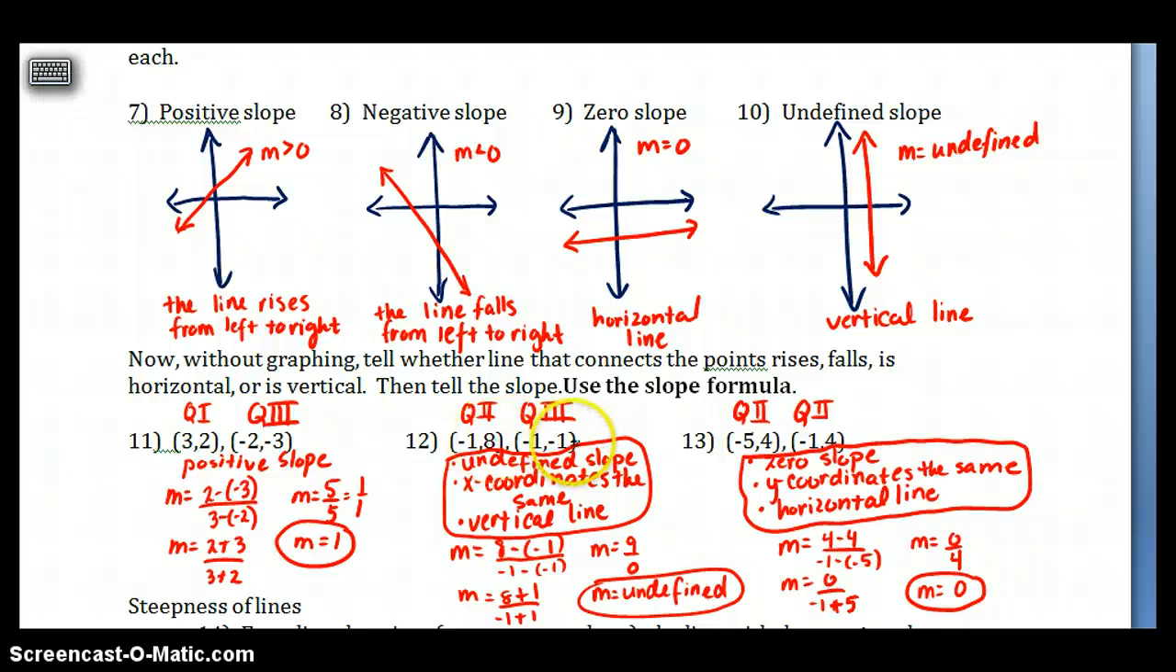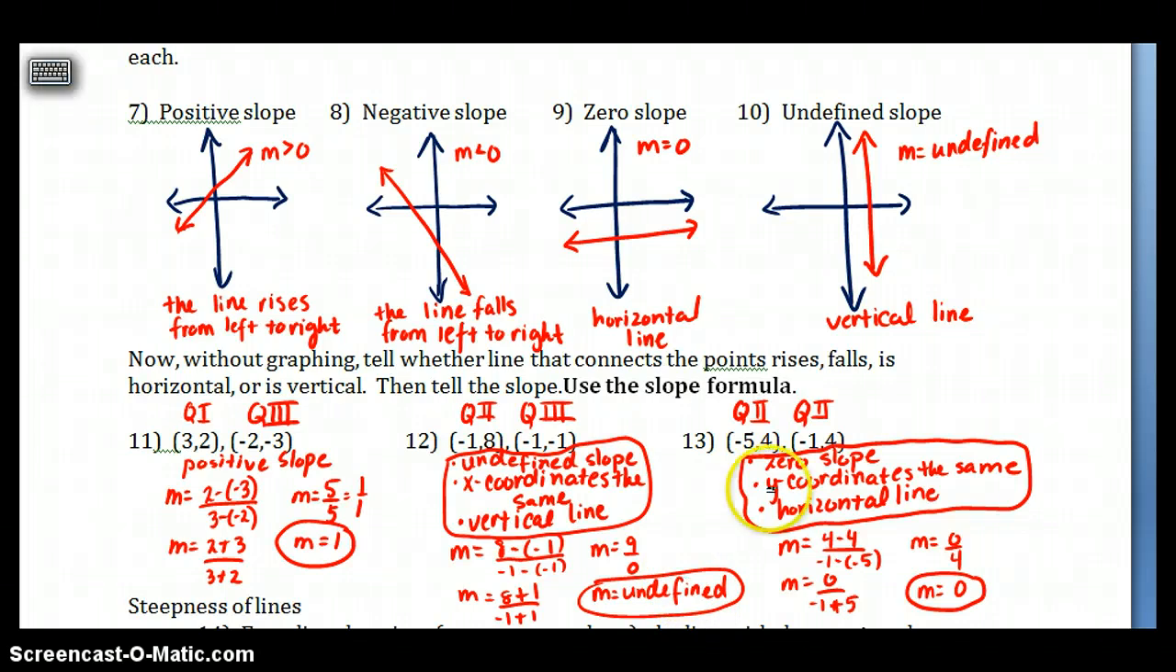We go 8 minus -1 over -1 minus -1, subtraction rule. 8 plus 1, which is 9, -1 plus 1, which is 0. 9 divided by 0, you can never divide by 0. You'll get an error on your calculator, so we know the slope is undefined.